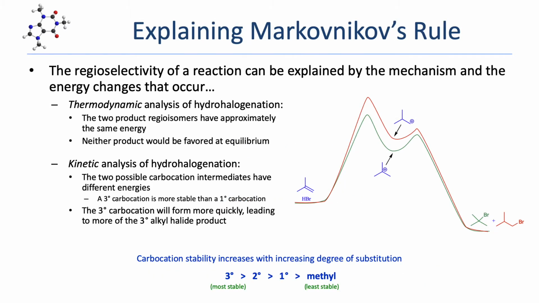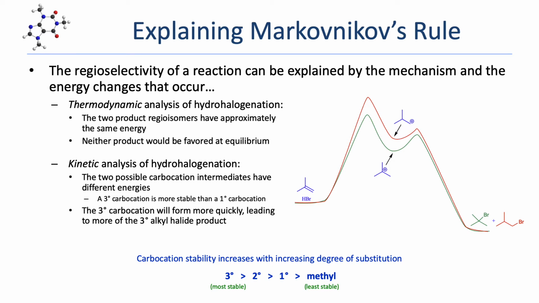So reactions like hydrohalogenation that obey Markovnikov's rule are called Markovnikov regioselective reactions. But why does hydrohalogenation exhibit this form of regioselectivity? Just about any aspect of a reaction can be explained if we look at the reaction mechanism and the energy changes that occurred during the reaction. Let's first analyze hydrohalogenation thermodynamically.